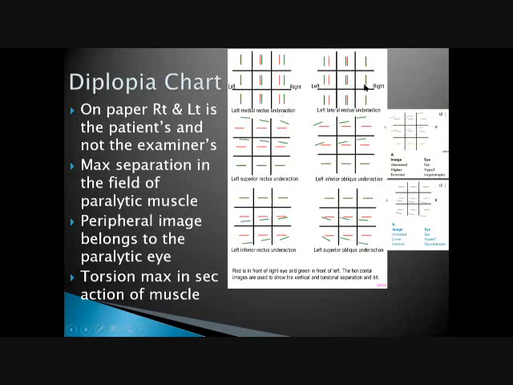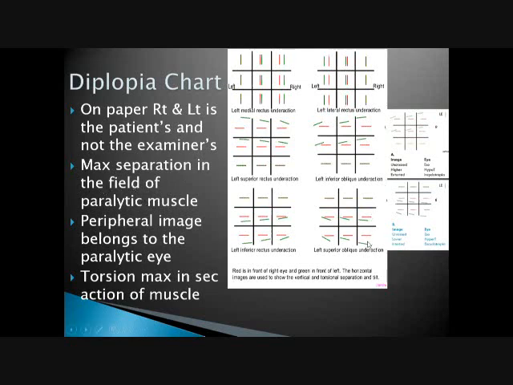Now this is the opposite condition in which in the right gaze there is only one image. But if the patient is looking in the left gaze, there are two images. And because the farther image, the image which is away on the periphery, belongs to the left eye, left lateral rectus paresis is there. Now things become a little bit complicated in vertical deviation. Rule number 3: the maximum separation is in the field of the paralytic muscle.